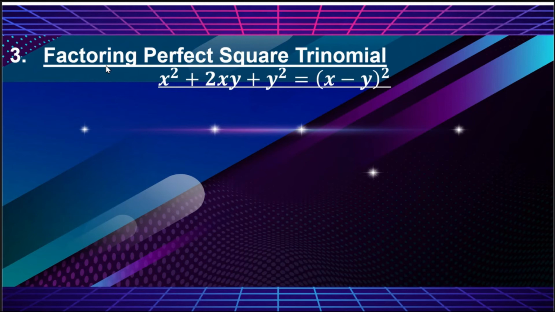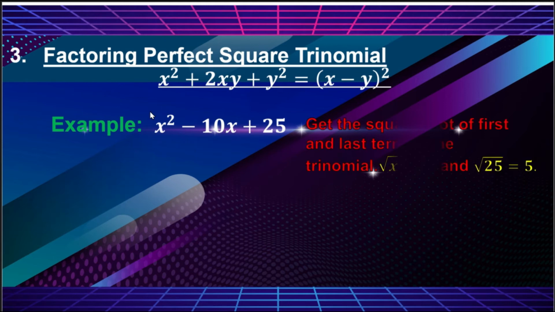Third factoring technique is factoring perfect square trinomial. If our given is a perfect square trinomial like this, the factors are the square of x minus y. Example, x squared minus 10x plus 25. When can we say that it is a perfect square trinomial? This one is a perfect square, and also this one is a perfect square.